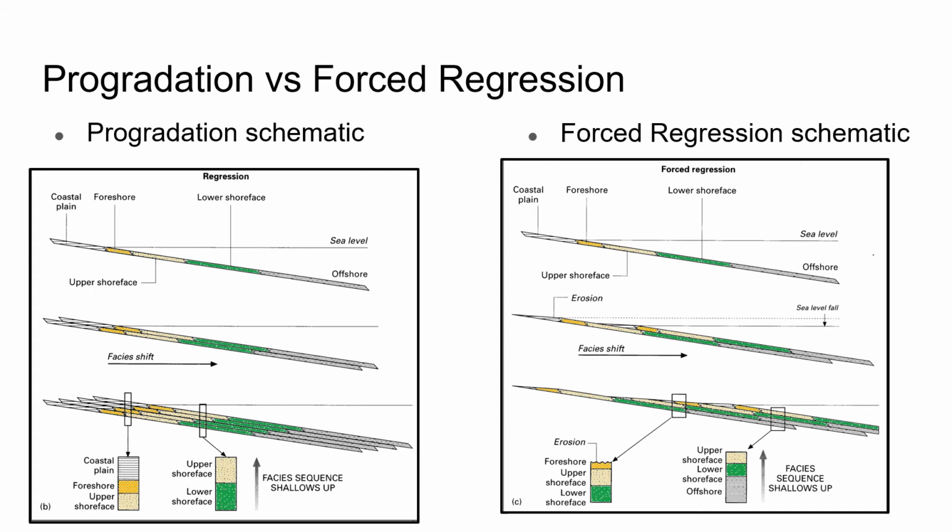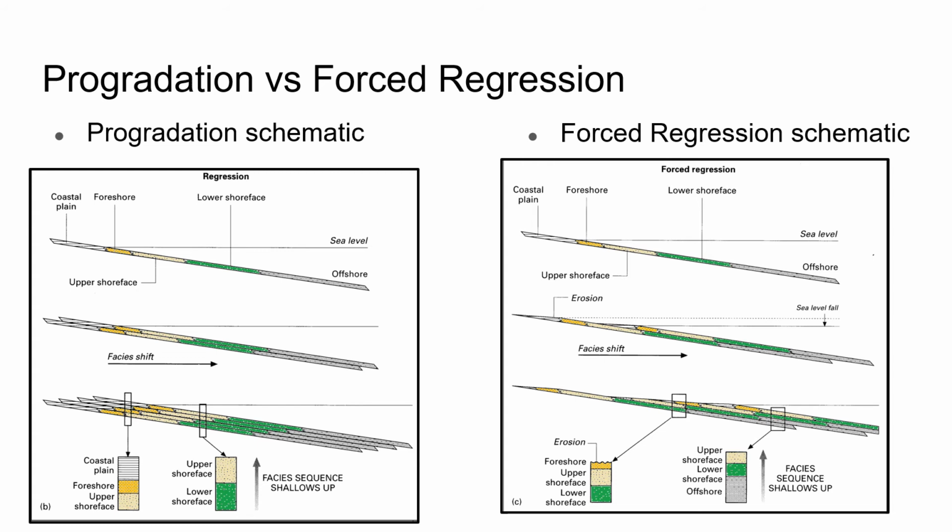However, if we look carefully at our forced regression schematic, and I know these images are kind of small, so I'll include blown up versions on Canvas. With the forced regression, you start with that same situation, coastal plain, foreshore, lower shoreface, offshore, and then you have a lowering or a falling of actual relative sea level, and then you start depositing outward. So notice we've shifted everything way out to sea, much more sidestepped than we did with the progradation.